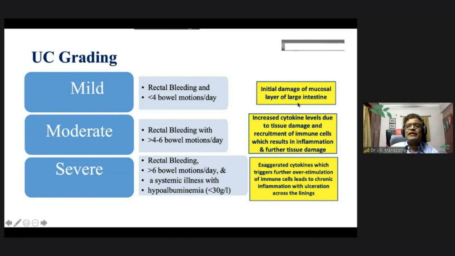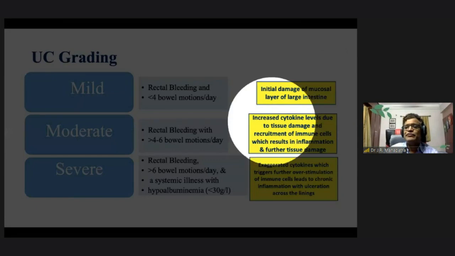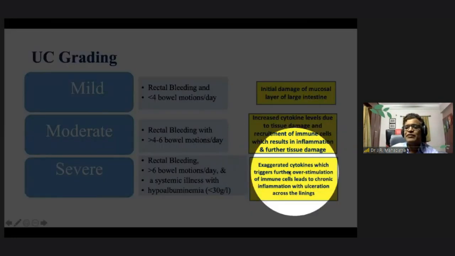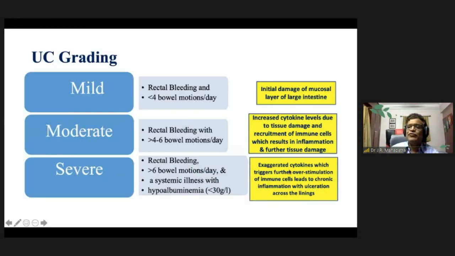So in mild disease there is initial damage of the mucosal layer of the large intestine. In moderate to severe disease, there are increased cytokine levels due to tissue damage and recruitment of immune cells, which result in inflammation and further tissue damage. This is important: increased cytokine level due to tissue damage. Exaggerated cytokines trigger further overstimulation. Cytokines will again stimulate the immune cells, leading to chronic inflammation with ulceration across the linings.